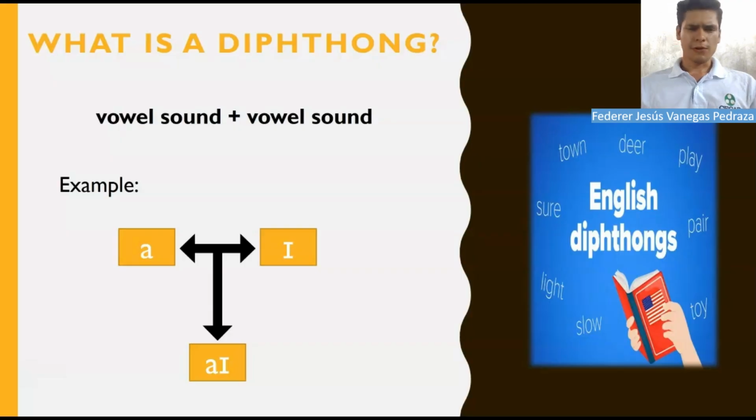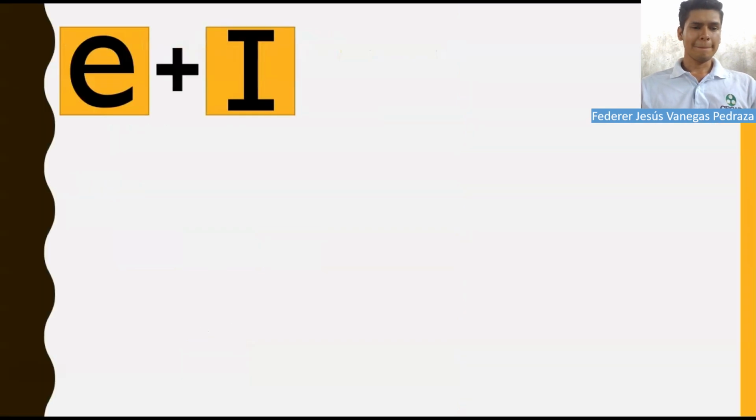So, how does it work? Well, the first sound flows into the second. It is not a cut pronunciation. Is that clear? You do not say it cut; no, you say it smoothly, gliding. Okay, now we are going to learn each and every English diphthong.